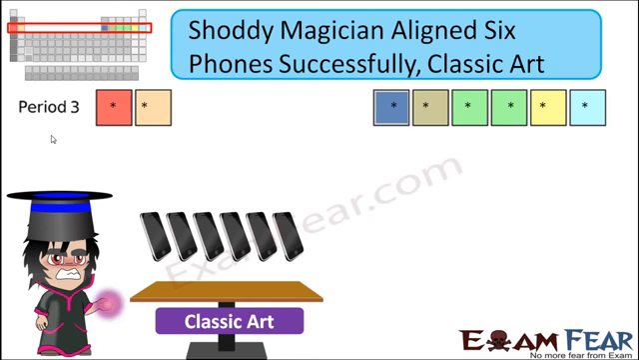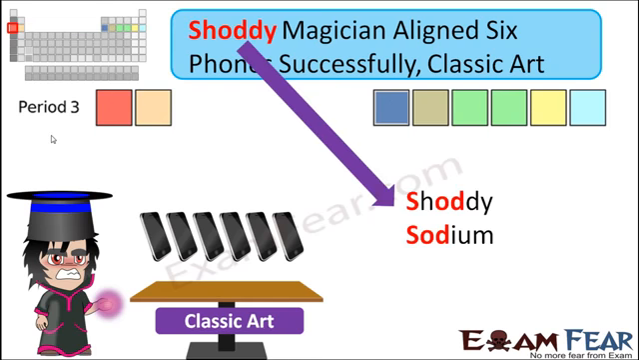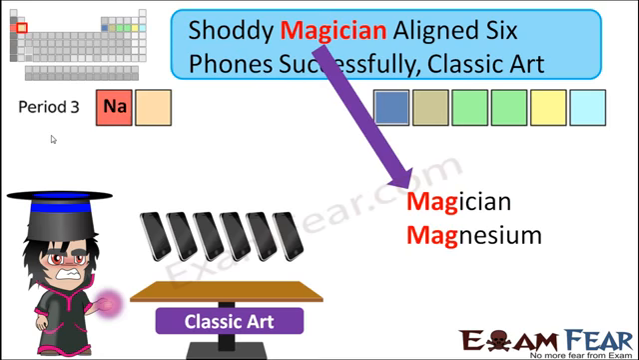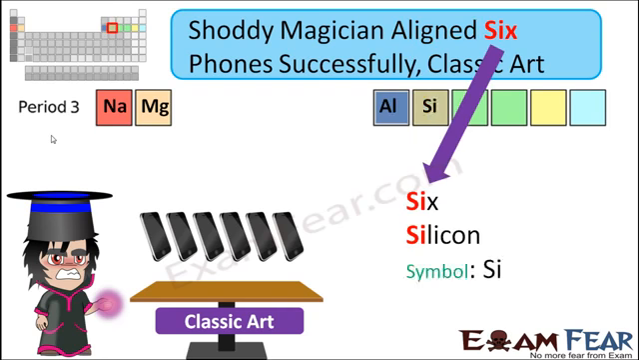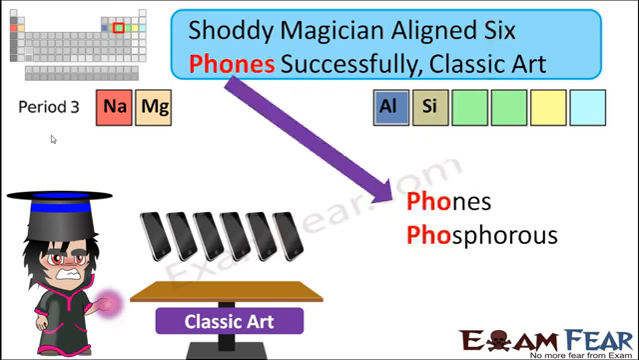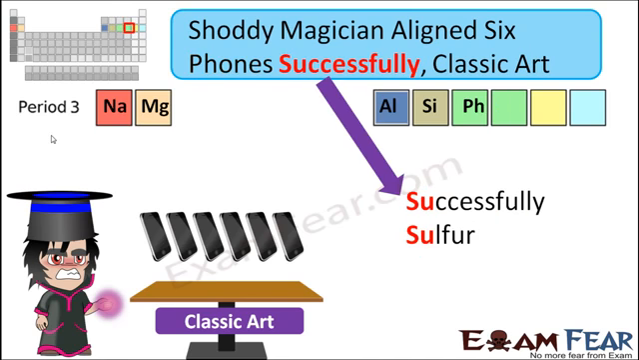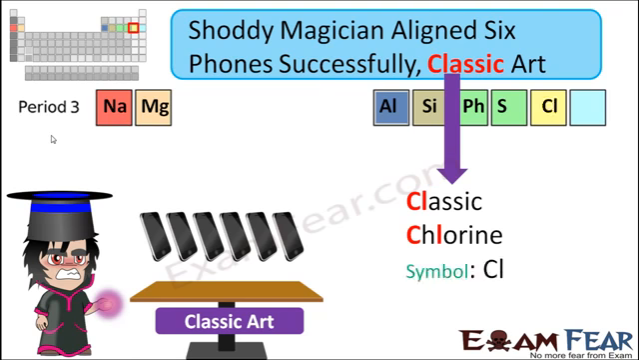So here Saudi reminds of sodium with symbol Na. Magician reminds of magnesium. So mag in magician, mag in magnesium. So that's magnesium. Aligned reminds of aluminium. 6 is silicon. So 6 silicon. Phones reminds of phosphorus. Successfully reminds of sulfur. Su in successfully, Su in sulfur. So successfully reminds of sulfur. Classic reminds of chlorine. So chlorine, classic, similar.